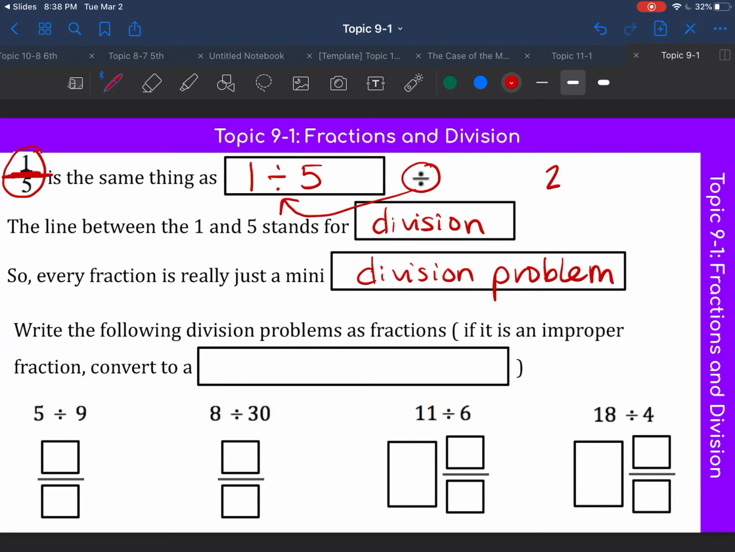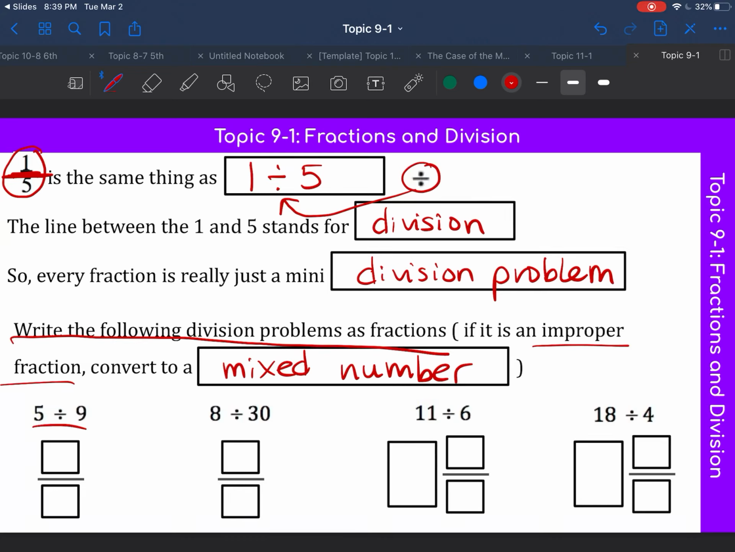Like, for example, you just took an assessment. If you have an improper fraction like this, what you did, I told you to set it up like a division problem, turn it back into a mixed number, okay? So we've been dealing with this and we've been seeing fractions as division problems for a little bit already. So this lesson should be a little bit of a review for you, okay? So what we're going to do, we're going to write the following division problems as fractions. If it is an improper fraction, okay, just like I showed you here and just like we did in our test the other day, you always want to convert an improper fraction to a mixed number, okay?